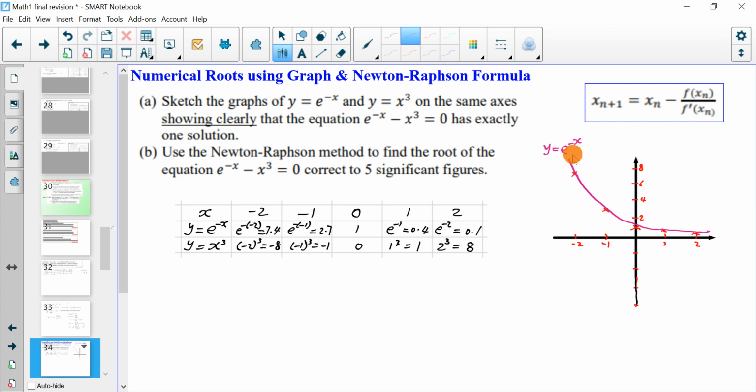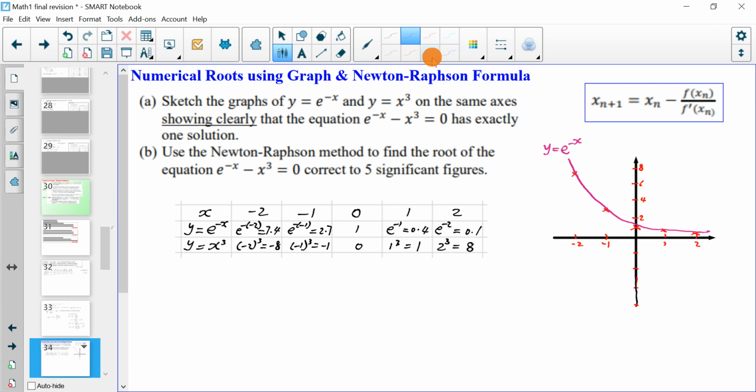Some of you, a lot of you would not need to do this data table to know that e to the minus x is a decay function crossing the y-axis at 1, because e to the power 0 is always going to be 1. So some of you might already know that, might not need to do the data table, but I'm just showing you, if you forgot what your function graph looks like, then you can use the data table to get your graph. So that's the first one.